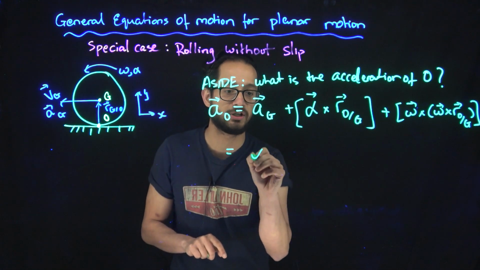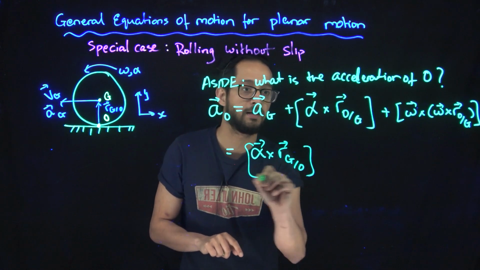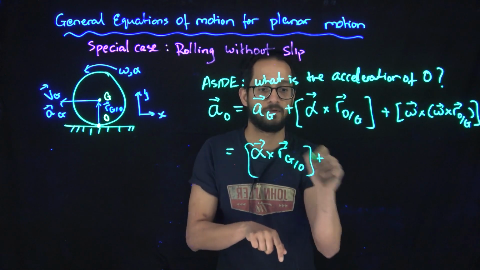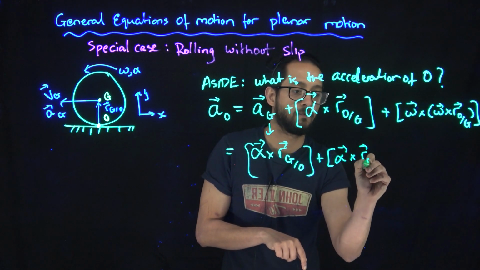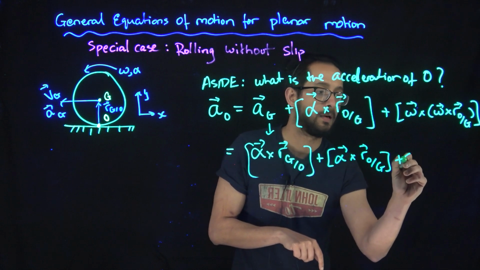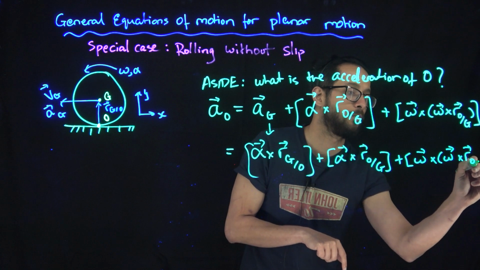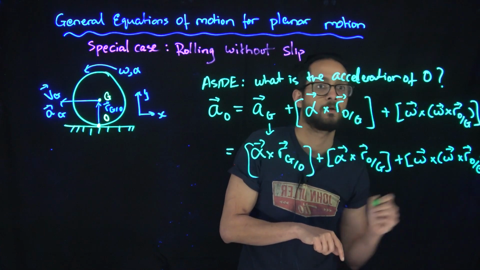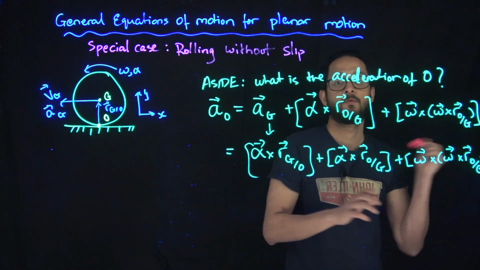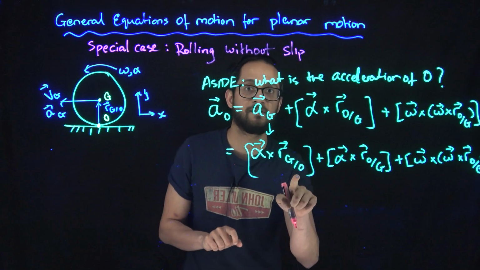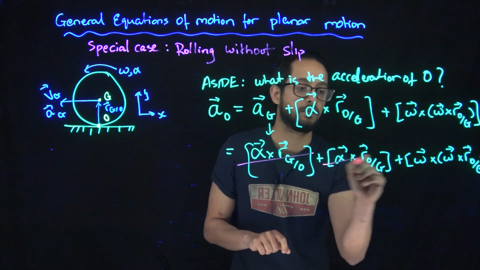We saw that this is just equal to alpha crossed with R of G relative to O. So that's that term, plus alpha crossed with R of O relative to G, plus omega crossed with omega crossed with R of O relative to G. Now, interestingly enough, what you see is that R of G relative to O and R of O relative to G, these two terms just cancel each other out.